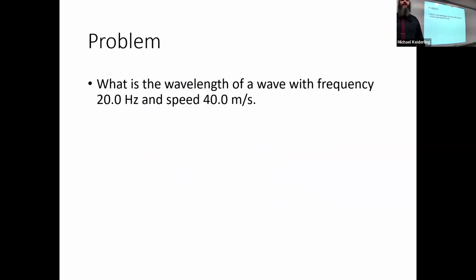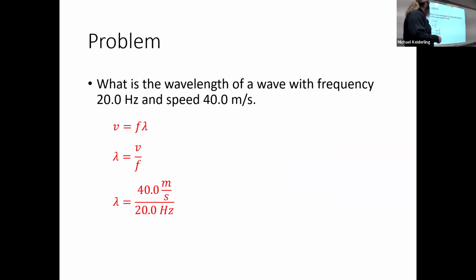So what's the wavelength of a wave with frequency 20 hertz and speed 40 meters per second? Well, speed is frequency times wavelength. The wavelength is speed over frequency. 40 meters per second divided by 20 hertz gives us 2 meters.